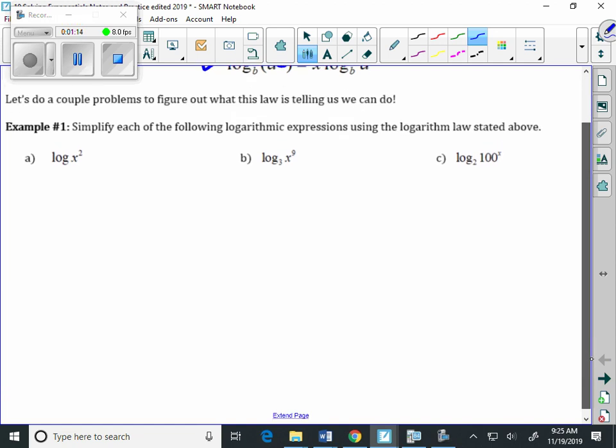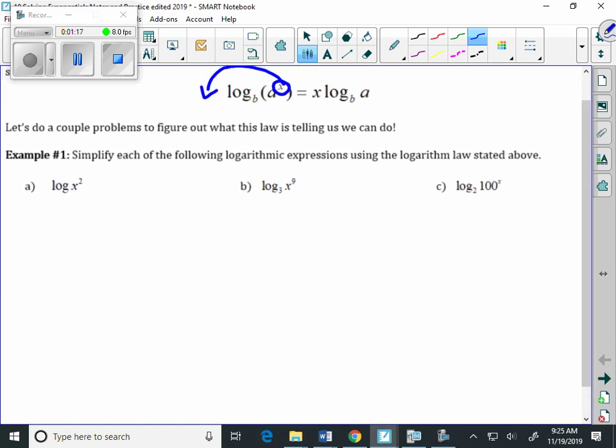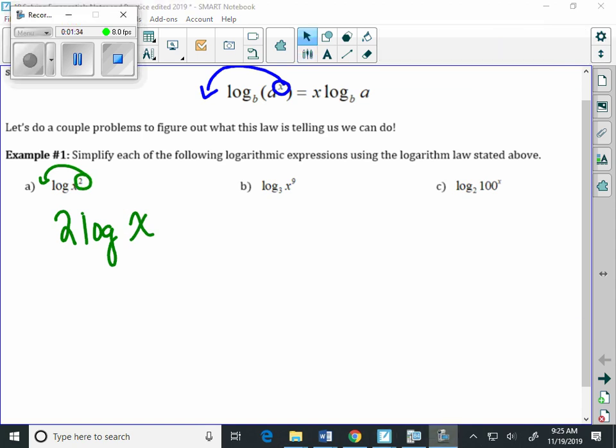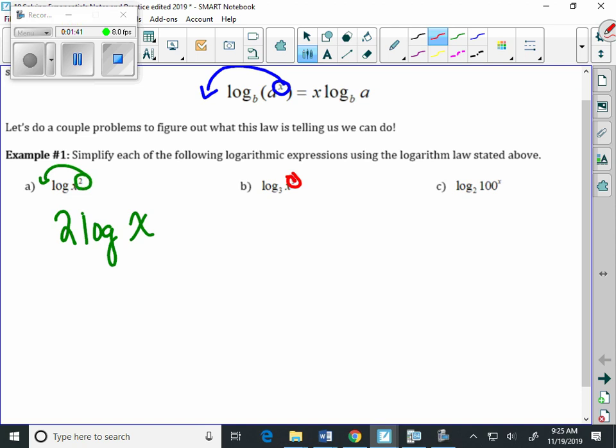When we look down here at our examples, simplify each of the following logarithmic expressions. Well, it's log of x squared. We can take this 2 and we can write it out front. So this becomes 2 log of x. Letter B, log base 3 of x to the 9. Again, all that happens here is that this exponent goes out in front of the logarithm, and now it becomes 9 times log base 3 of x.